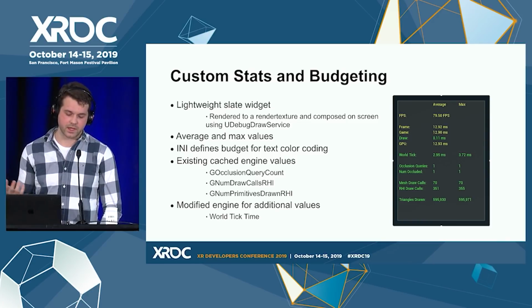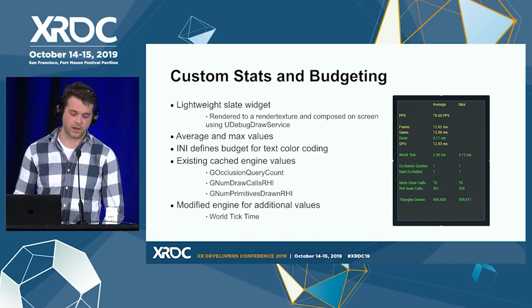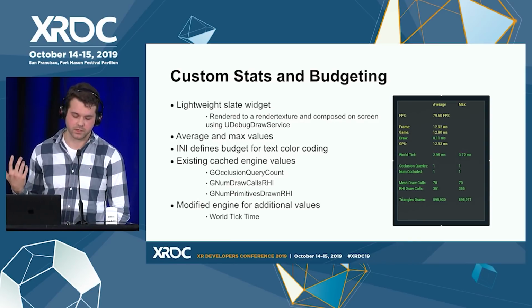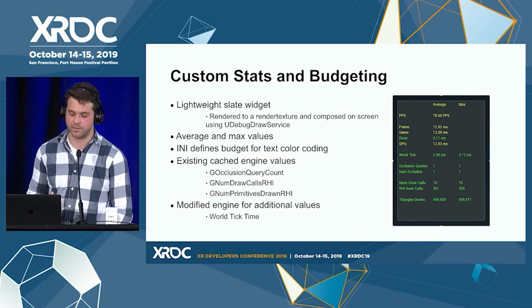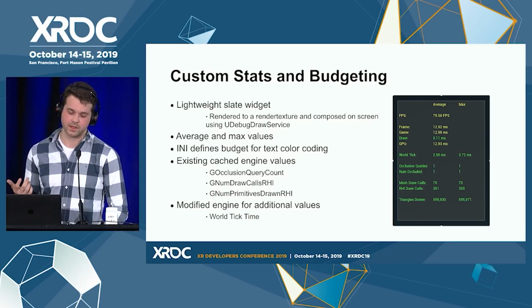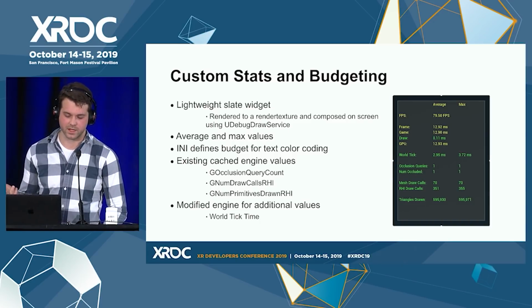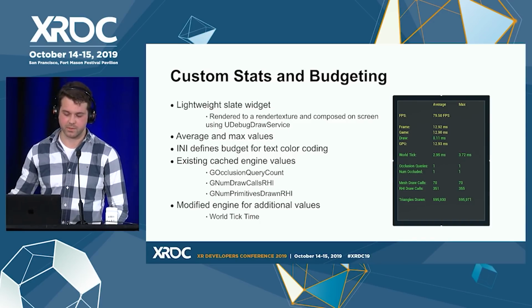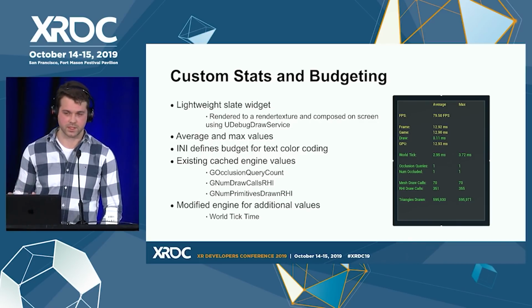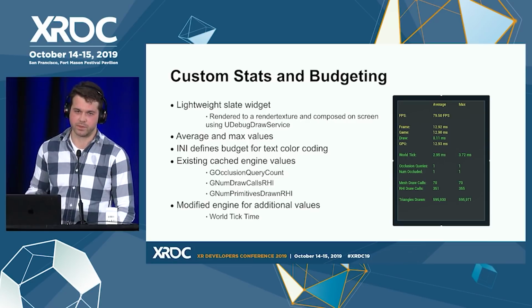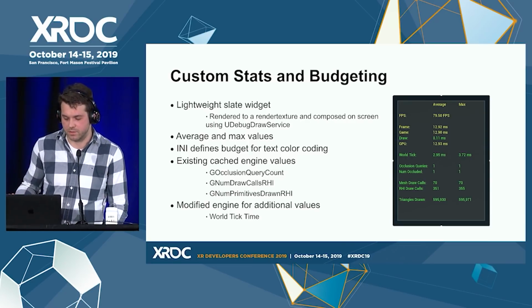There are some existing cached engine values that are already there, so we can read them ourselves. We also modified the engine for some additional values, specifically world tick time, because like I said, the game thread time reported by stat unit is kind of useless, since it's affected by waiting on the rendering thread, et cetera. Most of the time, we're really interested in your world tick time, which is where all your gameplay logic is. That's the thing you're going to be optimizing most of the time.